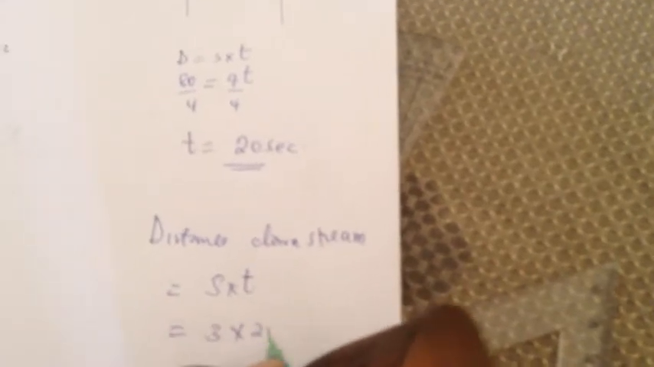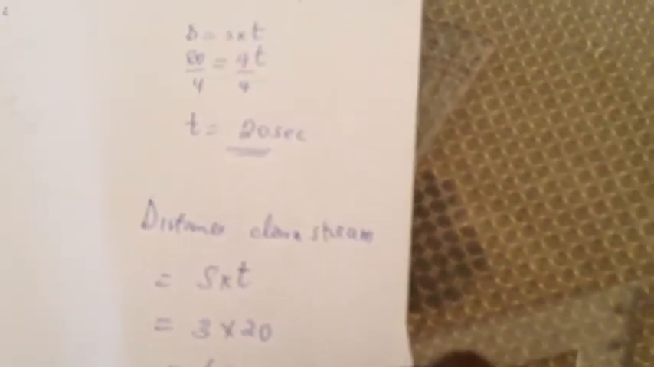And now the speed, you're going to use the speed of the current, which is going to be 3 meters per second. So it's going to be 3 times 20, which is going to equal 60 meters.